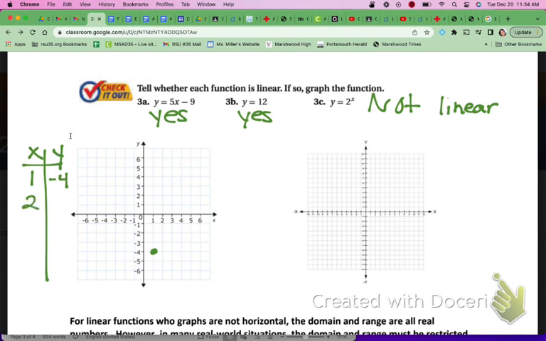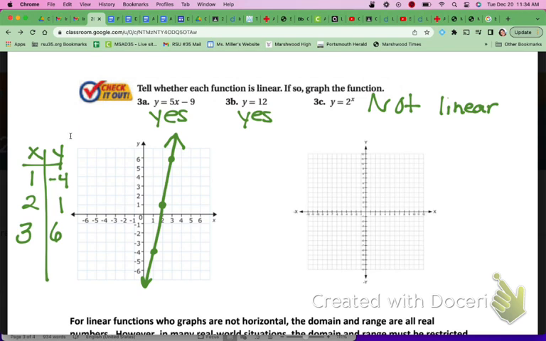Let's go 2. If I input 2 into my function, what's my output? +1, right? Because it'd be 10 minus 9. So 2, 1, I can plot that. If I plug in 3, I'm just making up x values. So 5 times 3 is 15. 15 minus 9 is 6. So I can plot 3, 6. So that gives me a pretty good idea of what my graph looks like. Hey, I got that same graph.